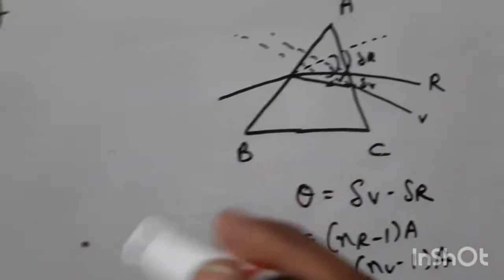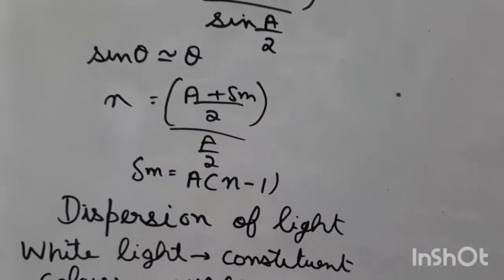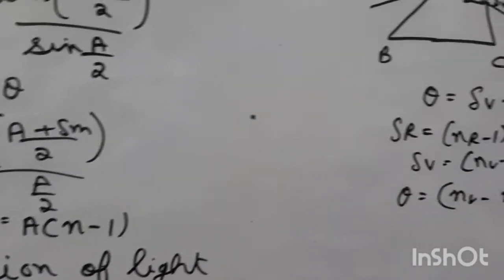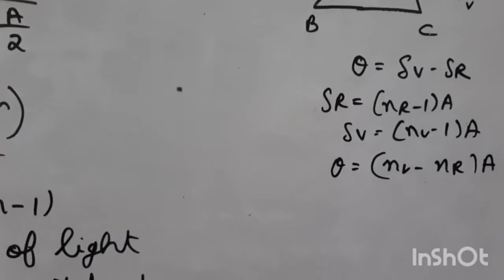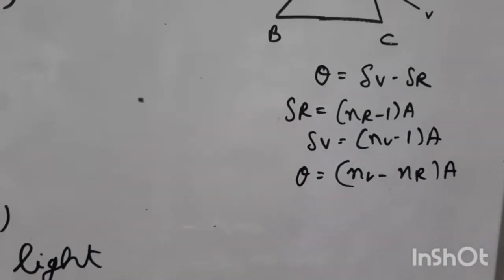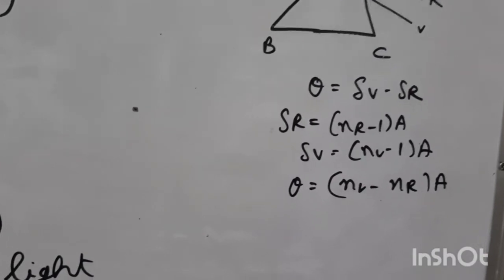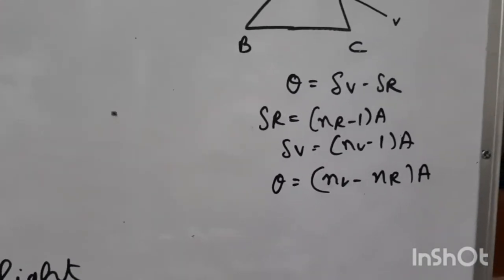delta V is the angle of deviation for violet color. Now we have derived the formula for deviation as delta m is equal to A into (n minus 1). So here we will find the value of delta R and delta V. Delta R is equal to (nR minus 1) into A. Delta V is equal to (nV minus 1) into A.